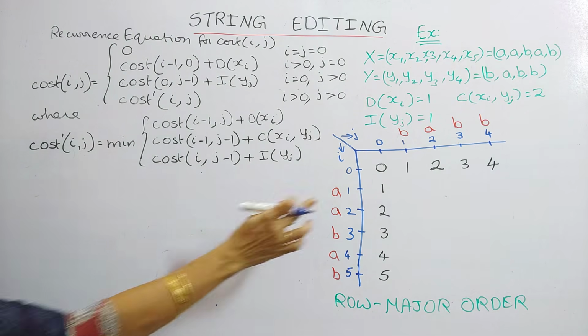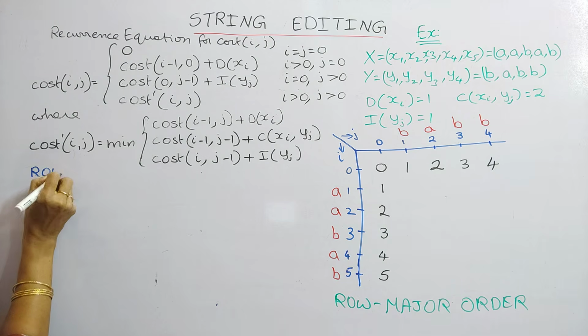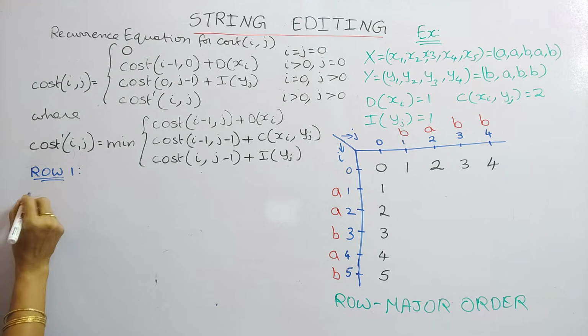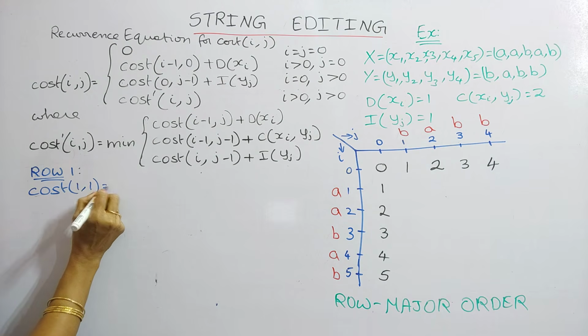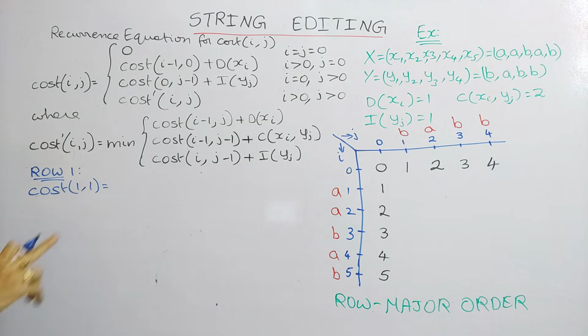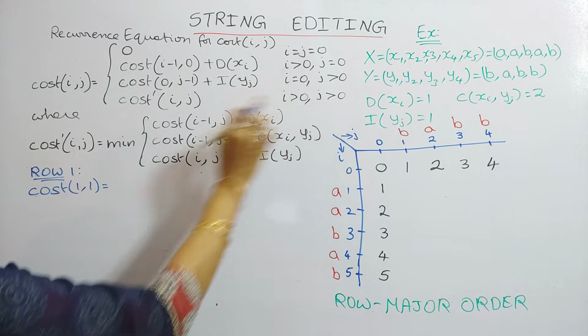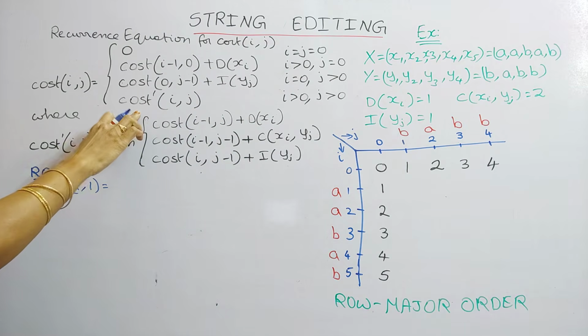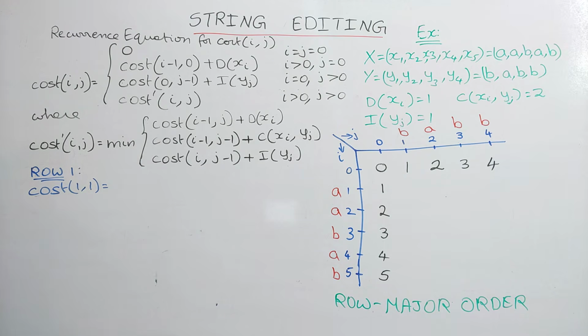So now for example if you take 1, 1, cost of 1, 1. So now you are computing row 1. It is cost of 1 comma 1. So for cost of 1 comma 1, here both the values are greater than 0. That is the last case. So if both the values are greater than 0, then you have to follow this one. So if you want to follow this one, then you have to implement this formula for cost of 1 comma 1. So now you elaborate according to this formula.